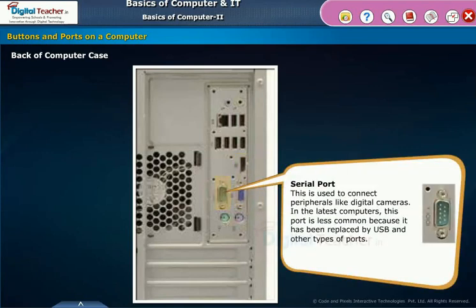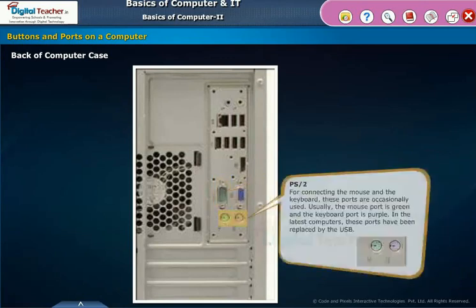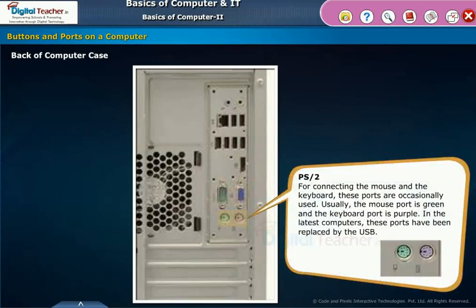Serial port. This is used to connect peripherals like digital cameras in the latest computers. This port is less common because it has been replaced by USB and other types of ports. PS2. For connecting the mouse and the keyboard, these ports are occasionally used. Usually, the mouse port is green and the keyboard port is purple. In the latest computers, these ports have been replaced by the USB.